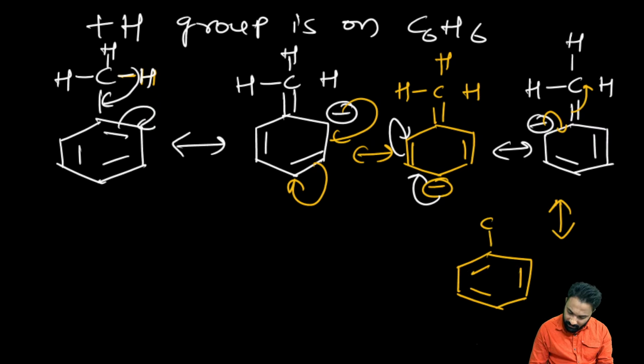In this manner, if any plus H groups are attached, the resonance will happen. So many of the students will make the mistake. If any plus H groups are attached, how will it increase the electron density on the benzene, they don't know. Clear? If any plus H group, sir, how are you saying this is a plus H group? Now I already explained very clearly.